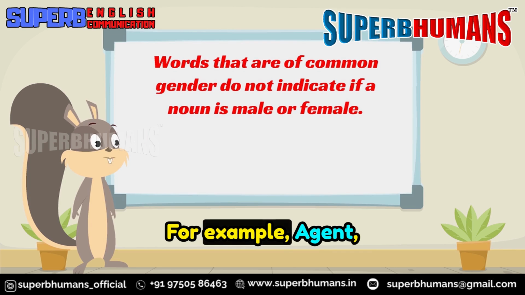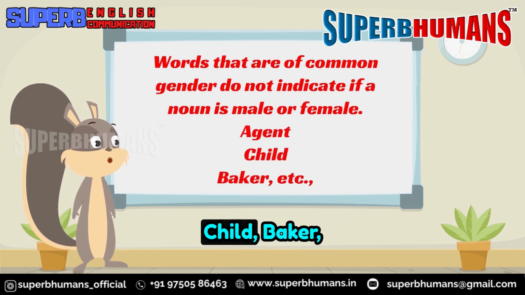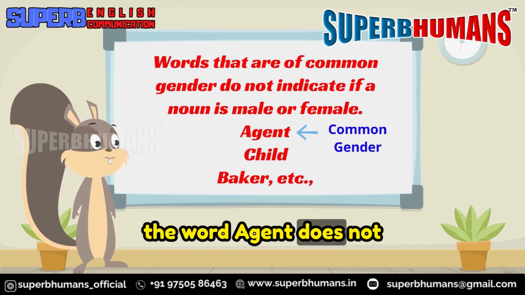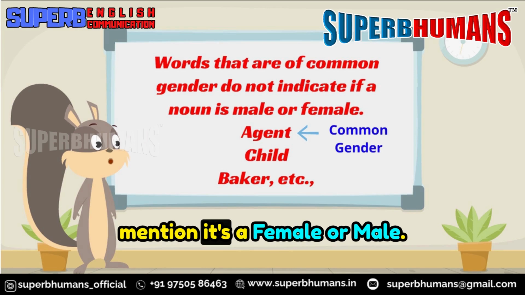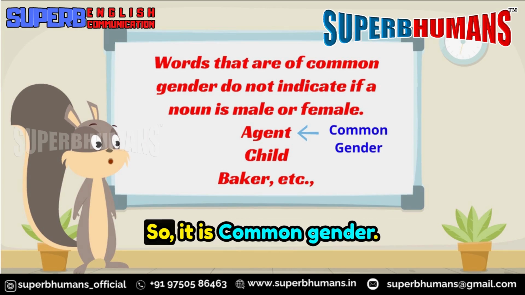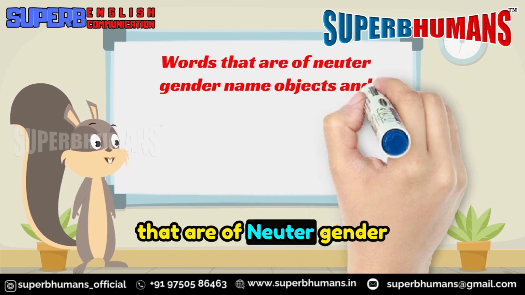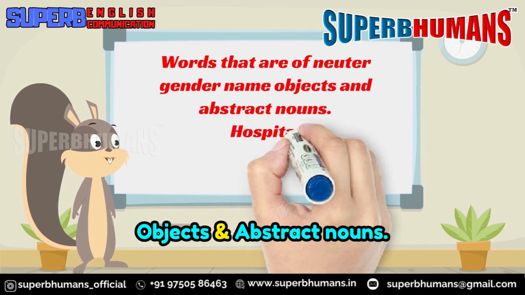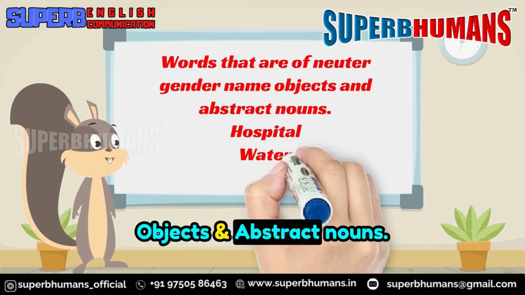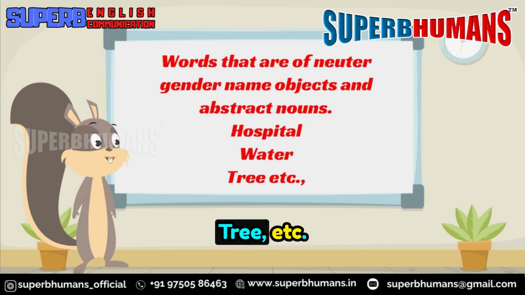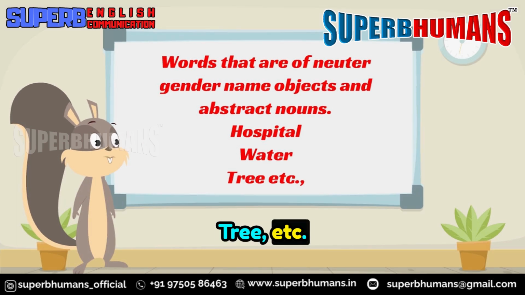For example, agent, child, baker, etc. Here, the word agent does not mention if it's female or male, so it is common gender. Words that are of neuter gender name objects and abstract nouns. For example, hospital, water, tree, etc.